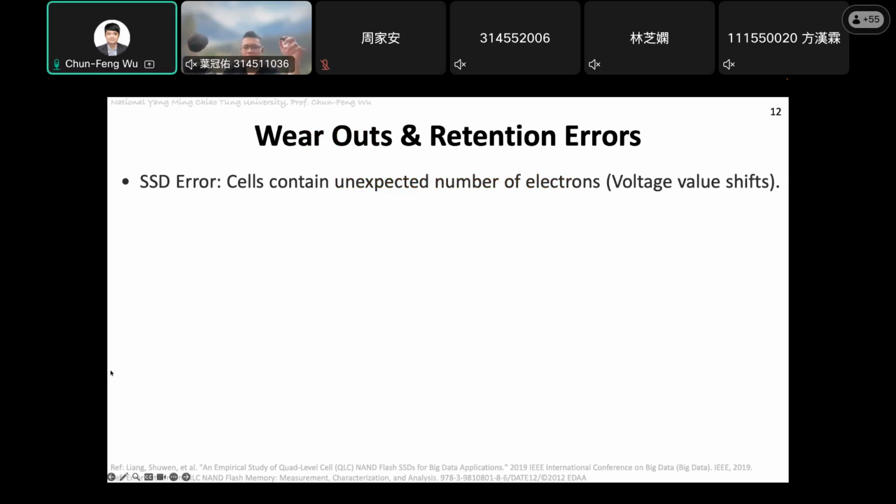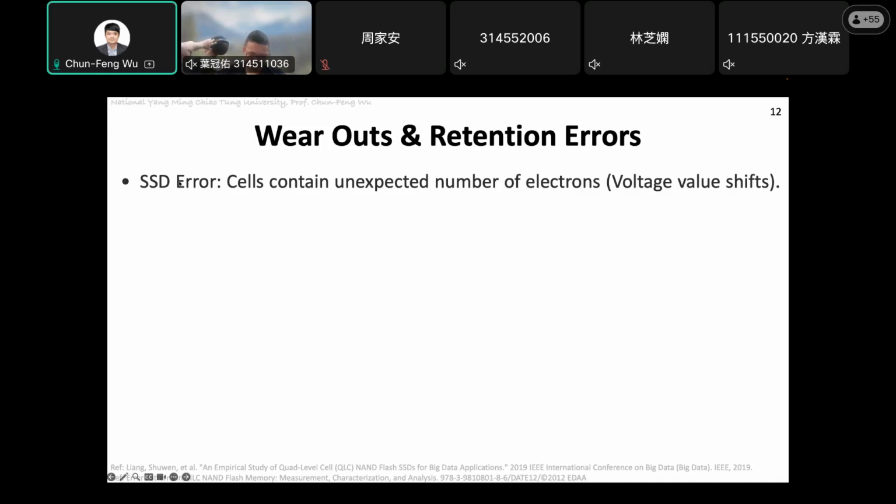Before talking about what makes multi-level cells difficult to program, let me first introduce the errors for the SSD. This is very important for SSD design. There are various types of errors. Today we will only talk about one or two types. So the first is about what an error is.